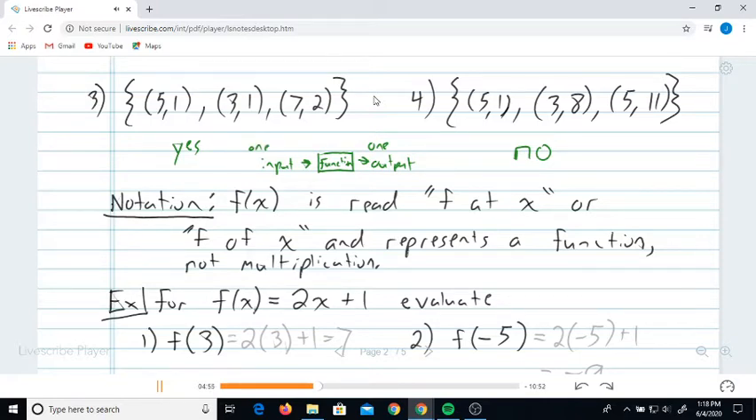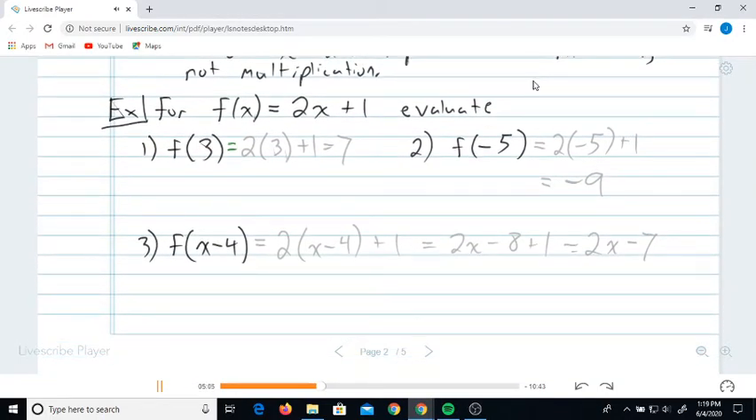So if we go ahead and look at this example, number 1 is saying f at 3, what this is saying is input 3 into function f. So the function f is 2 times the input plus 1. So we set the input, which is represented by the letter x, to 3, and we get 7. So what that means is 3 corresponds to 7 for function f. For -5, that means we punch it into the function, and there we would get -9. So in this function, -5 maps to -9.